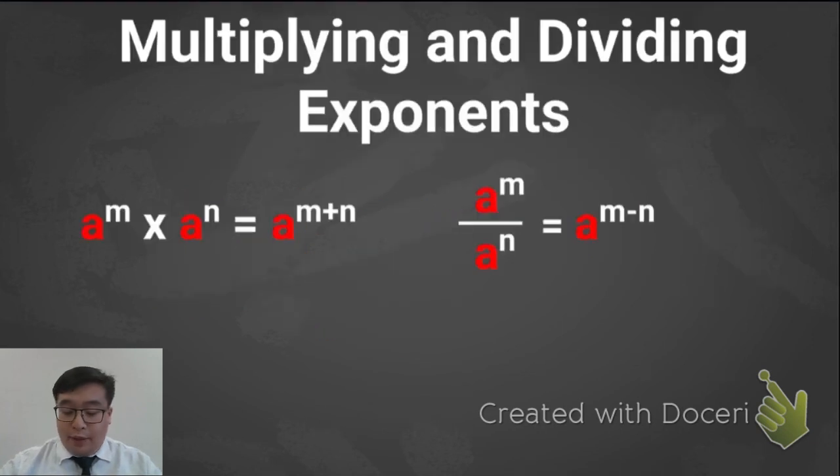All right? So in conclusion, you might notice that when we multiply two exponential expressions together, we're just adding the exponents. And when we divide two exponential expressions, we're subtracting the exponents.